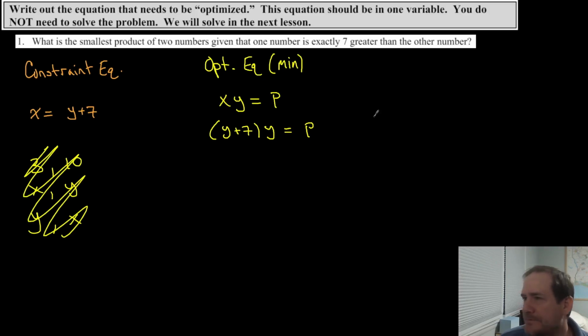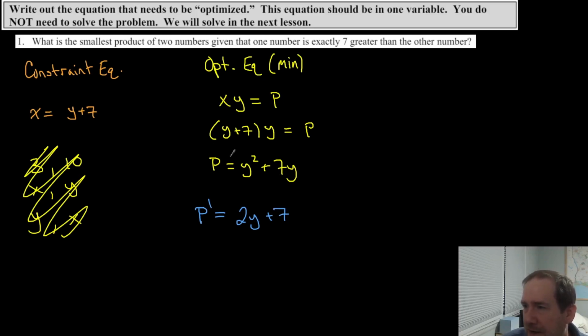Anyway, now that we're all set up, I would certainly distribute the y before I differentiated. So we now have p equals y squared plus 7y. Then I want to differentiate to get my derivative. So p prime is now 2y plus 7. And we know that my product should take on an extreme value only when the derivative is 0. So we'll set this to 0 and solve.